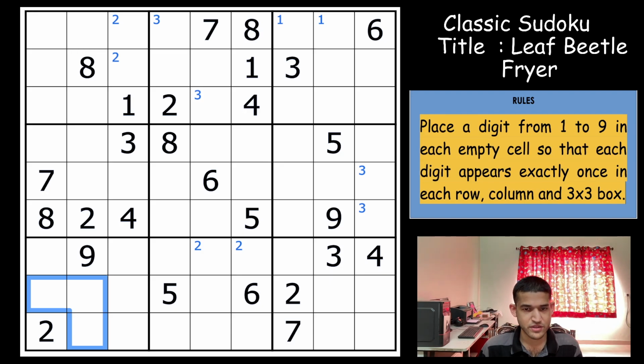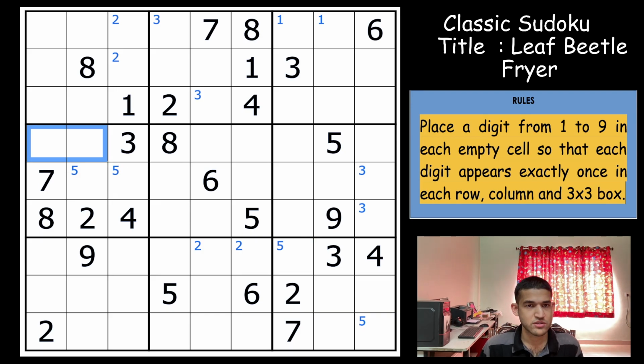Let's look at 5s. 5 in box 9 has exactly 2 cells left. Cannot be in row 8 because of this 5. And it cannot be in column 8 because of this 5. So 5 goes here. And 5 in row 5 has exactly 2 cells. These 2 cells can't take a 5. And 5 in box 2 has to go here because of this 5. Okay, and that's about it, I think. No more information from 5s.